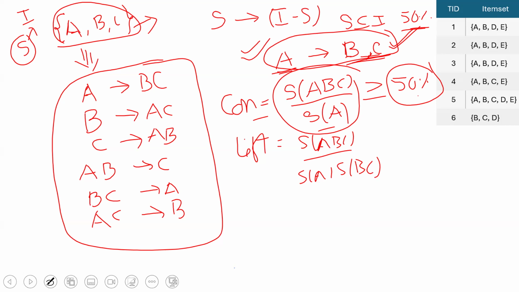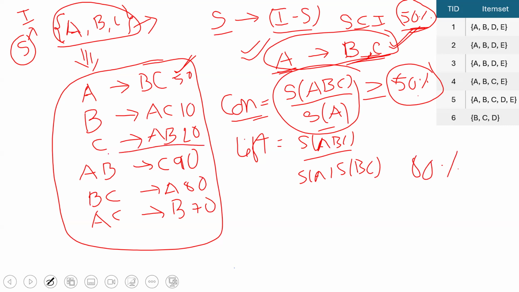Association rules are derived like this: S, a subset of I, tends to I minus S. For this association rule to be valid, it has to get the confidence value greater than the threshold confidence value, which is 50%. It's user defined. You can set it as 60, 70, 80%. So let's suppose the confidence of this is 50, this is 10, this is 20, this is 90, this is 80, and this is 70. If you have set the threshold as 80%, then the valid association rules would be only these.